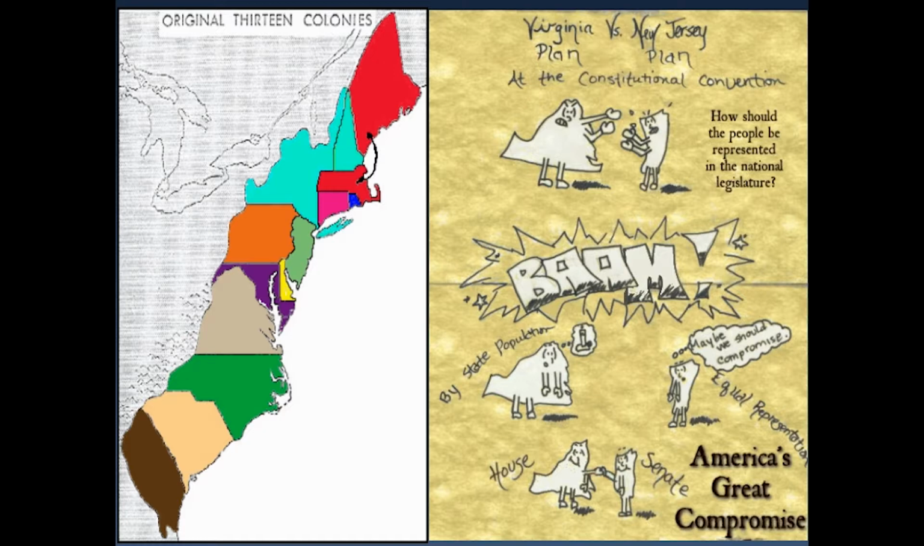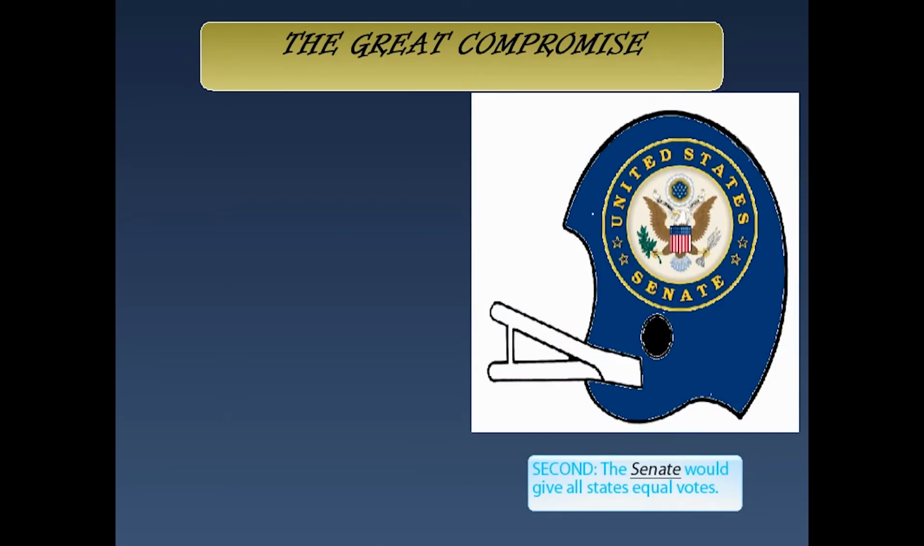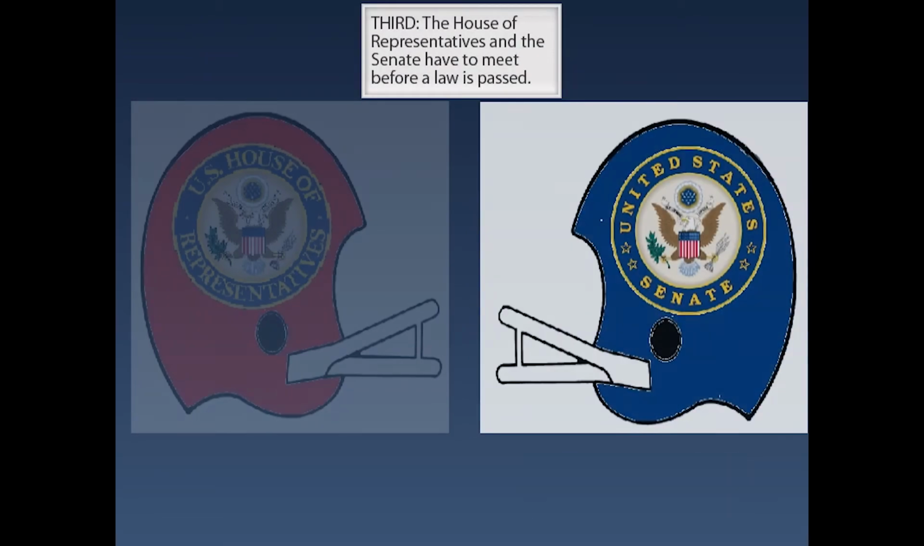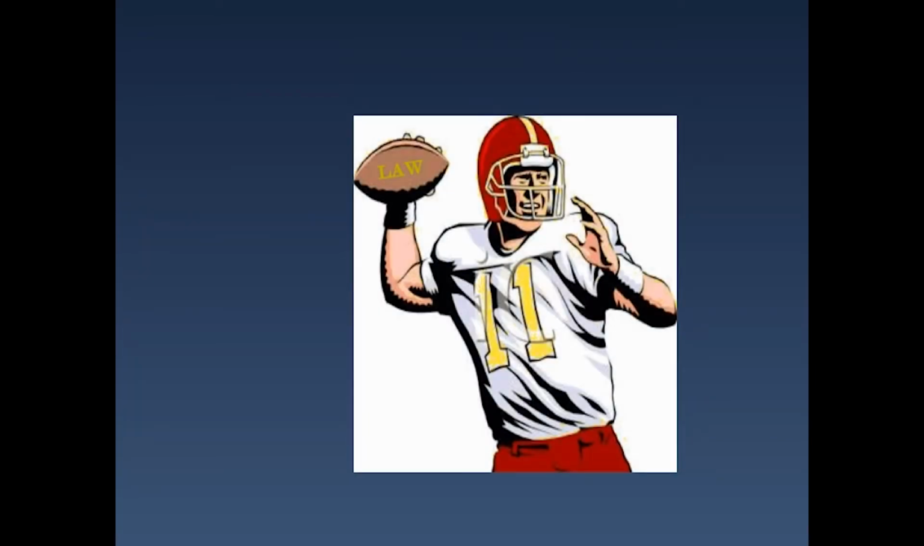After weeks of debate, they came to an agreement known as the Great Compromise. The solution was this: first, the House of Representatives would allow large states to have more votes based on their population to satisfy their demands. Second, the Senate would give all states equal votes, satisfying the requests of the smaller states. And third, bringing both together, the Senate and the House of Representatives would have to meet and come to an agreement before a law was actually passed.